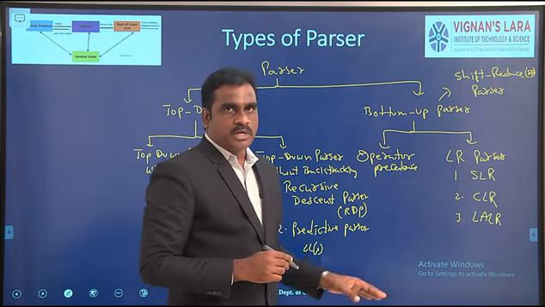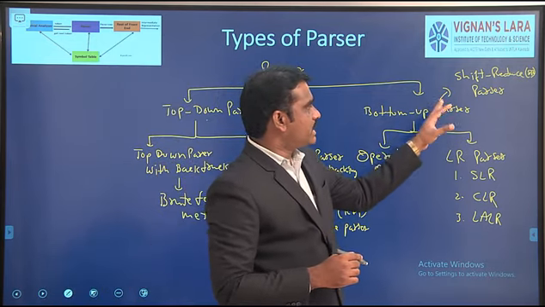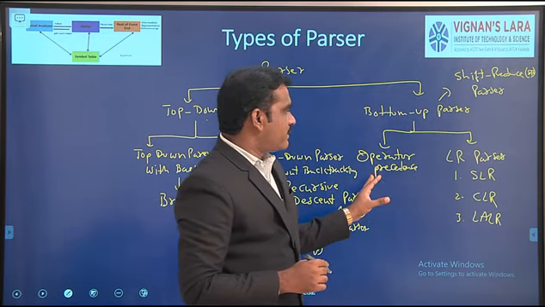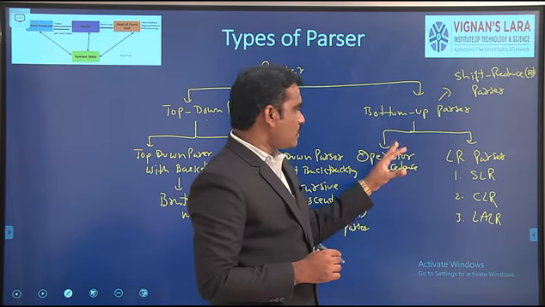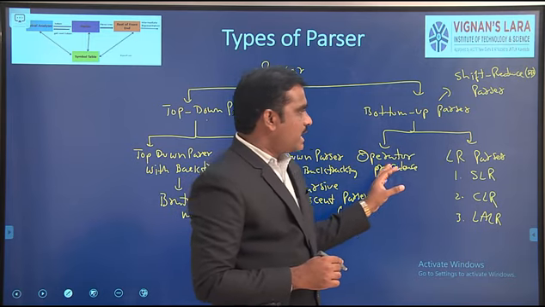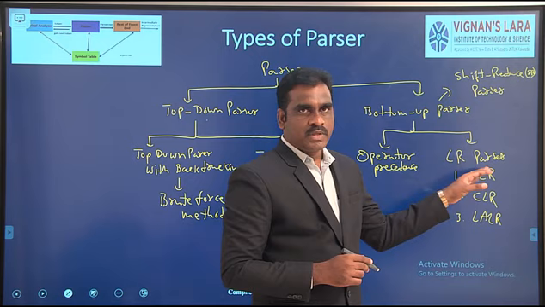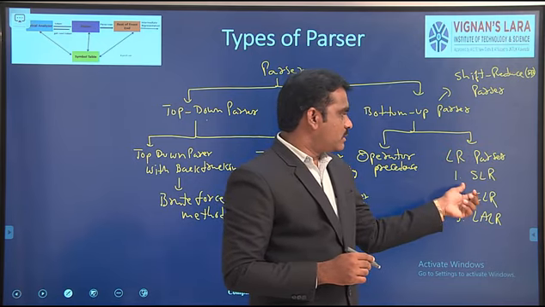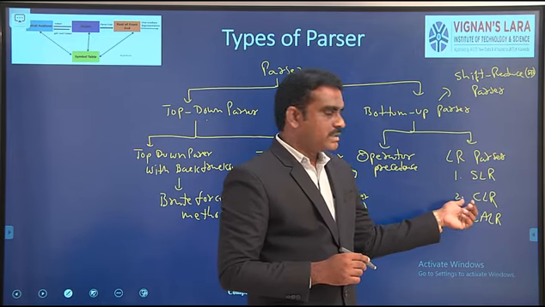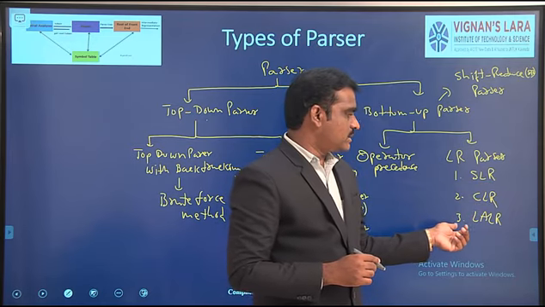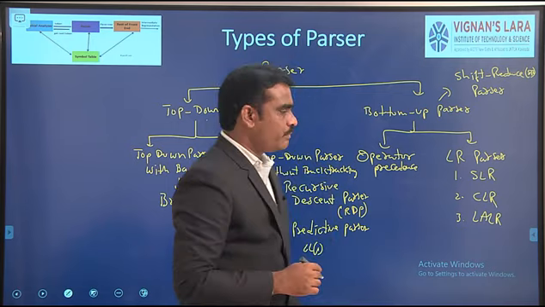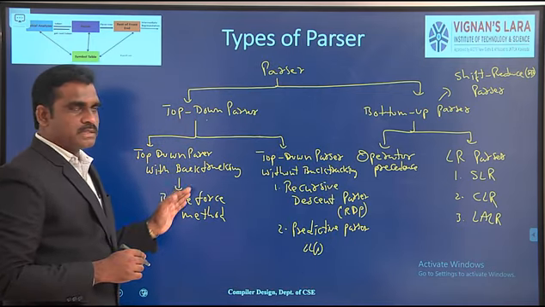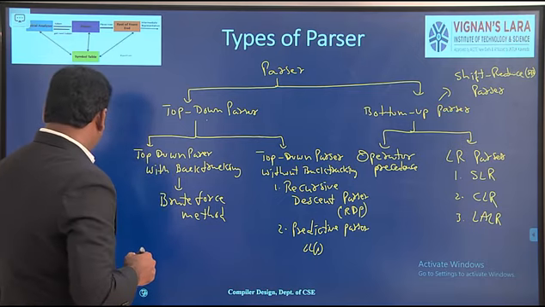And coming to the bottom-up parser, sometimes we call it a shift reduce parser. Again it is divided into two: one is operator precedence and another one is LR parser. Again this LR parser is divided into three tables: one is SLR parsing table, the second one is CLR parsing table, and the third one is LR. Now first we will see the top-down parser with backtracking.